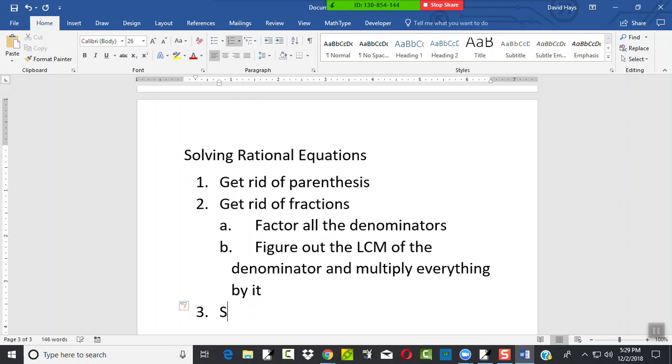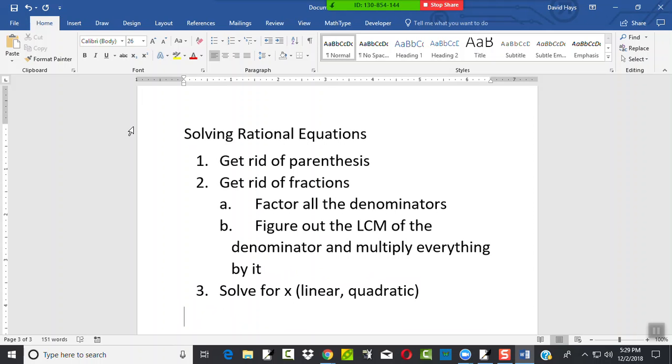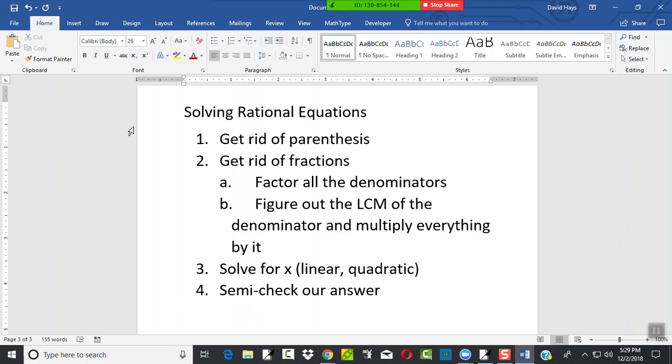And then step 3, we're going to solve for x. At this point, it might be linear or it might be quadratic, although it could even be other items. And then step 4 is we'll semi-check our answer. We'll see what in the world that means.